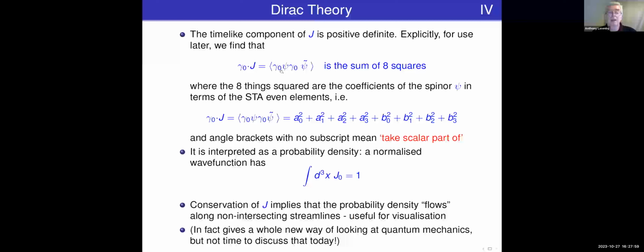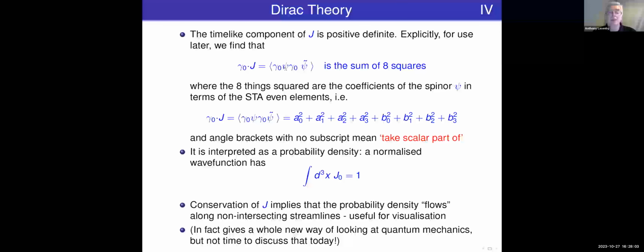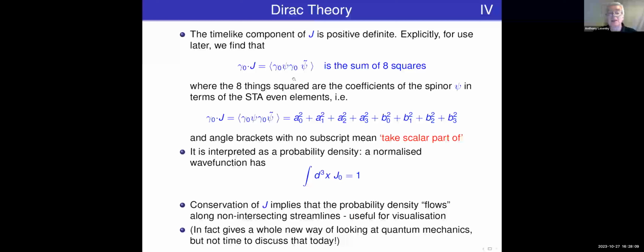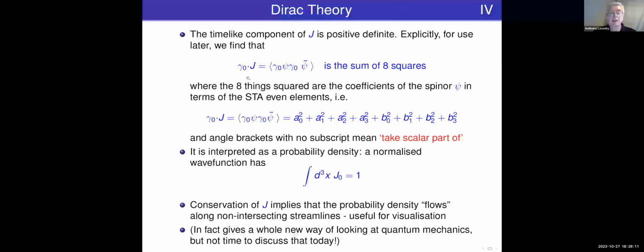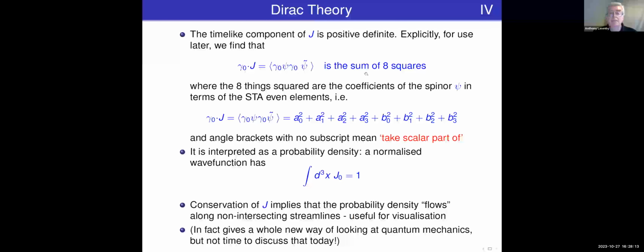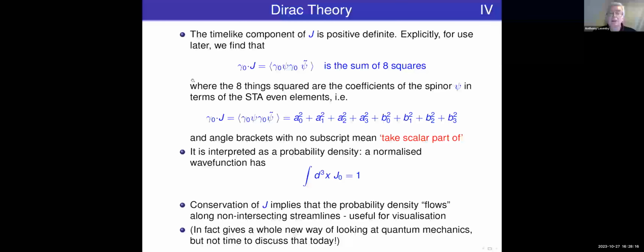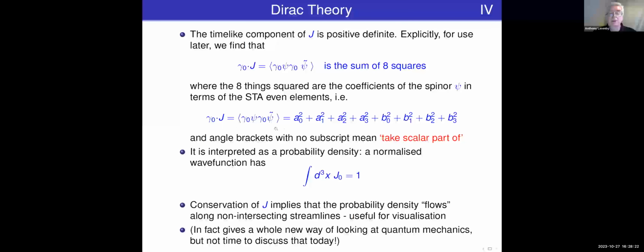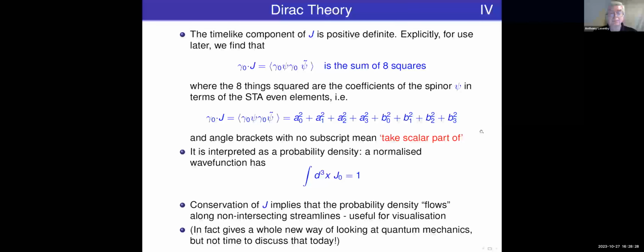Gamma naught dot J is gamma naught times psi gamma naught psi reverse. And I'm putting these little angle brackets at each side to indicate to take the scalar part of, which this dot here is meaning. And in fact, that's a sum of 8 squares. The 8 things squared are the coefficients of the spinor psi in terms of the SDA even elements, i.e. gamma naught dot J is this set of 8 things squared. We'll come back to that later.